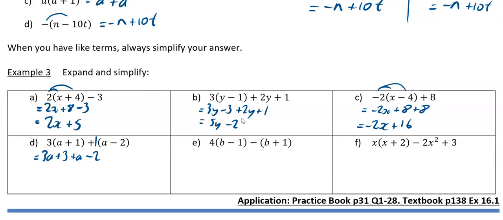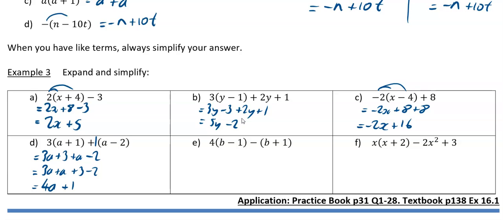And then from here, it's just tidying up. I'll write all my a terms first, and then my numerical terms. I mentioned in one of the earlier videos on collecting terms, I wouldn't normally put that in, but that's really what I'm doing in my head. So 3a plus a, grouping all the a's together, gives me 4a. And then plus 3 minus 2 is just plus 1.